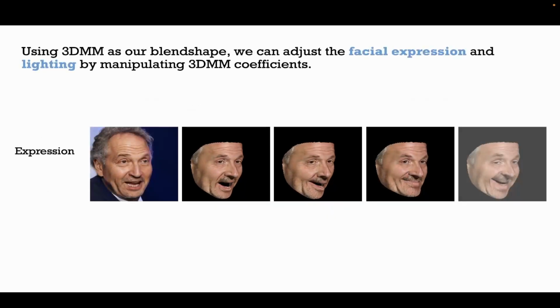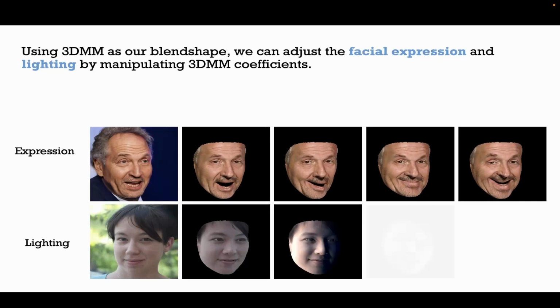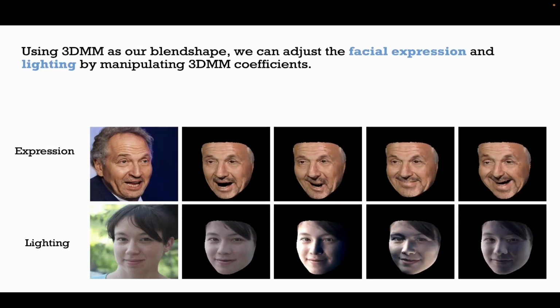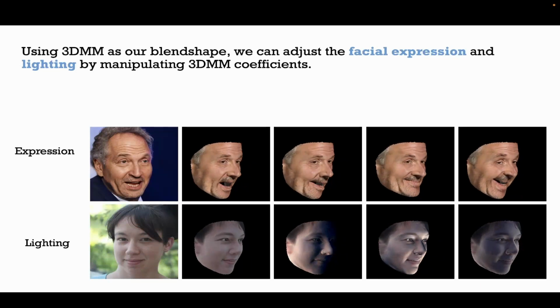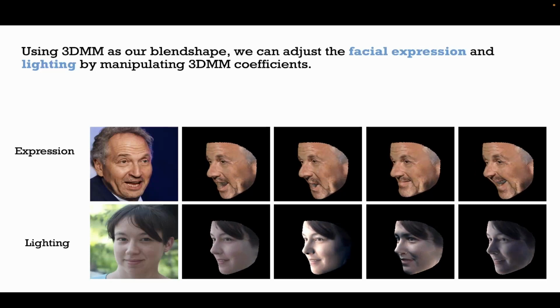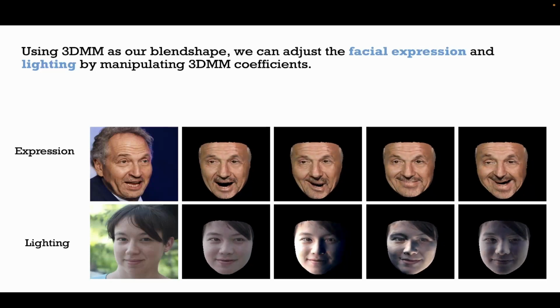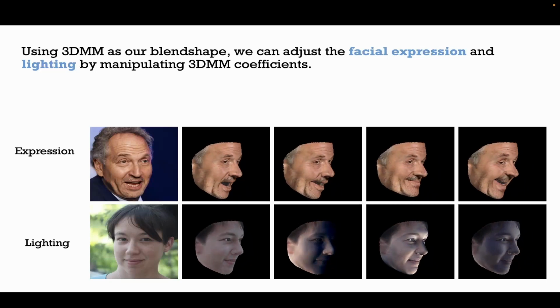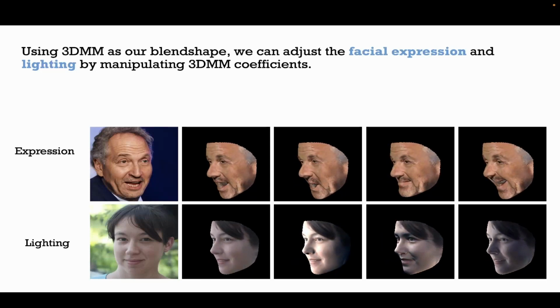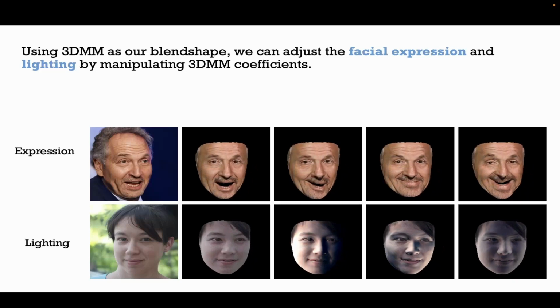Here, we pick two examples to demonstrate that we can control the face attributes explicitly. Using 3DMM as our blend shape, we can adjust the facial expression and lighting by directly manipulating 3DMM coefficients. From the bottom case, the additional displacement map can produce lighting features, e.g., wrinkles, because it changes geometry during rendering.